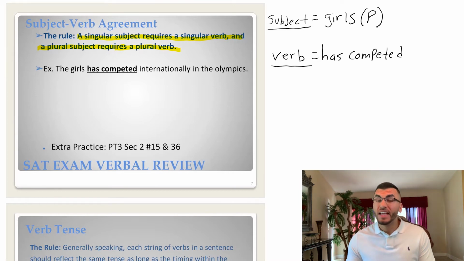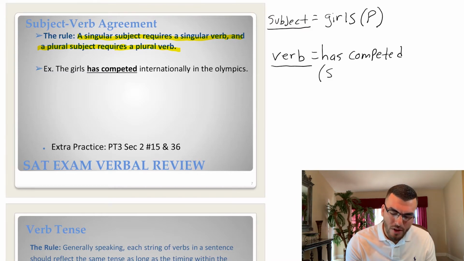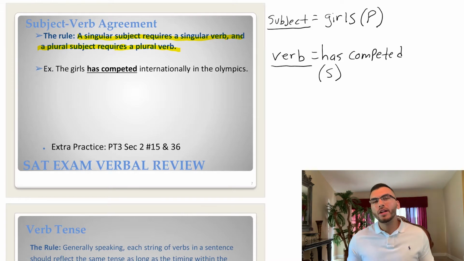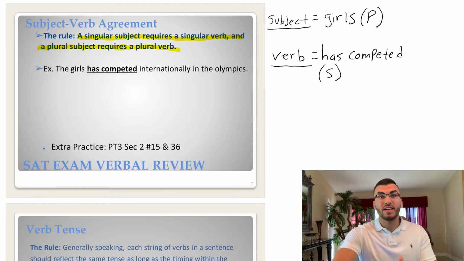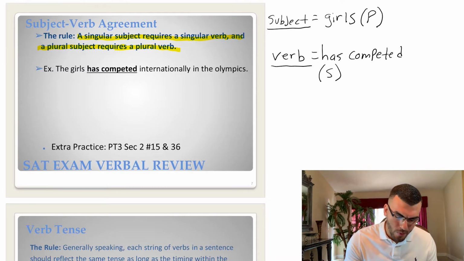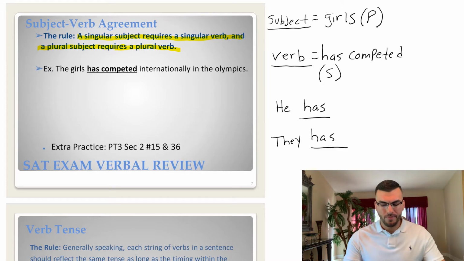Has competed. Is that singular or is that plural? Is that a singular or plural form of the verb? It's a singular form. Has is the singular form. How do we know that that's the singular form? Here's a really good way to test it out. You insert he or they and then read the verb and see which makes sense. So he has or they has. Which one of those makes sense to you?